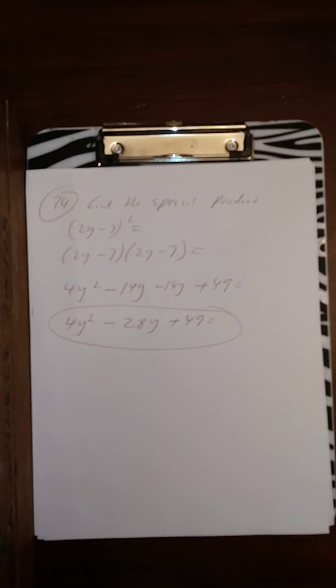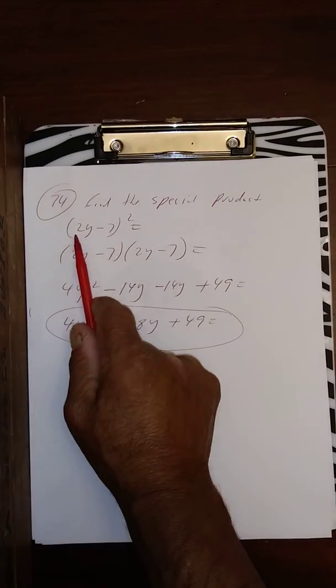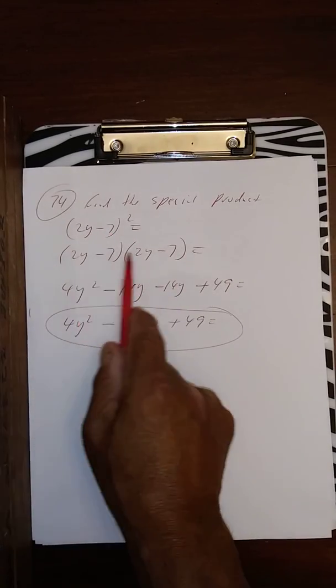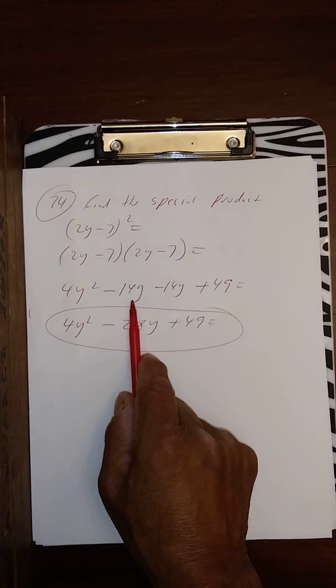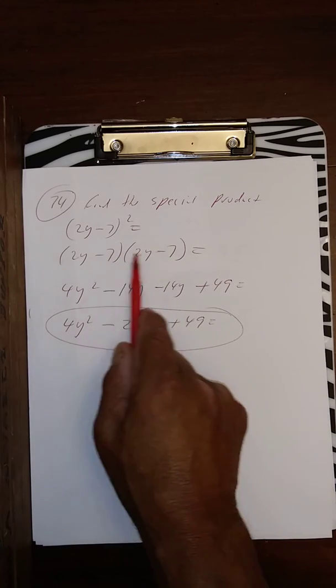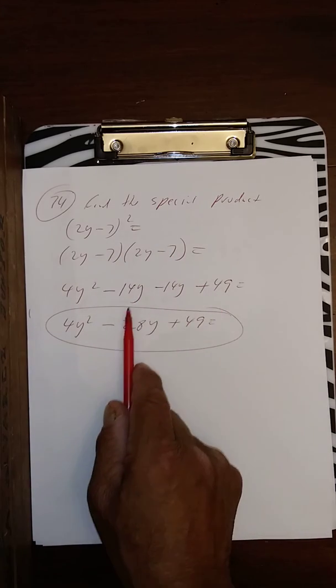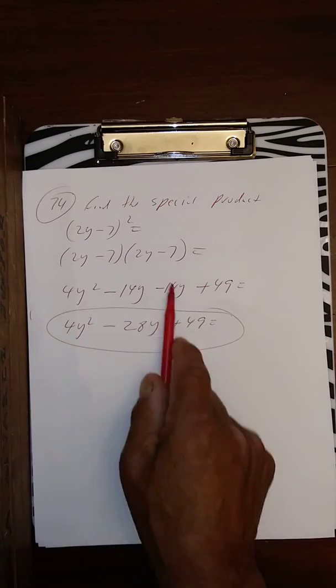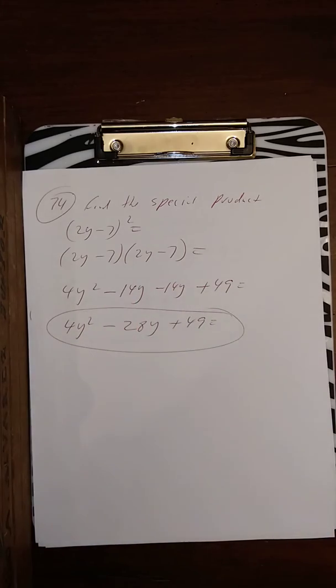So now we have 2y minus 7, 2y minus 7. 2 times that is 4y squared, 2 times that's going to be 14, that's negative 14, positive 49. So 4y squared minus 28y plus 49.